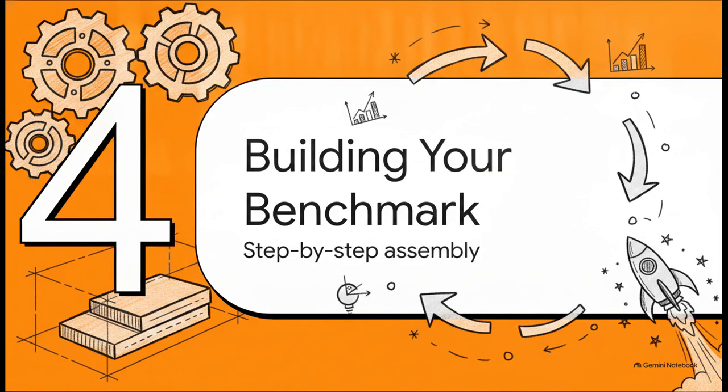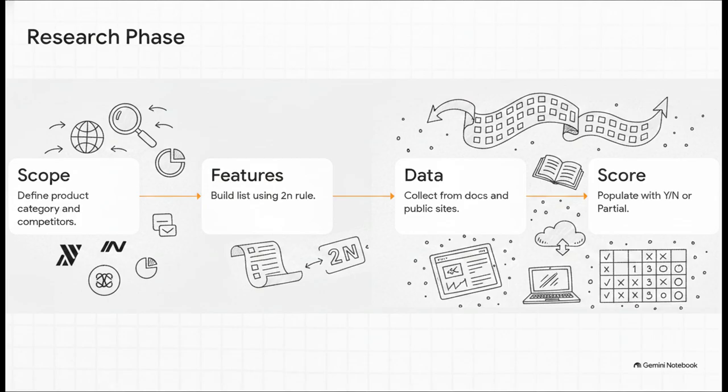All right, Section 4, Building Your Benchmark, the step-by-step assembly guide. Let's get tactical. The first phase is pure, ruthless research. Step 1, define your scope and lock in those competitors. Step 2, build out that feature list, and remember to use that 2N rule. Also, this list has to cover features across all your competitors, not just the stuff you personally plan to build. Step 3, go collect your data. Read the official docs, download the free trials, check out public comparisons on sites like G2 or Capterra.